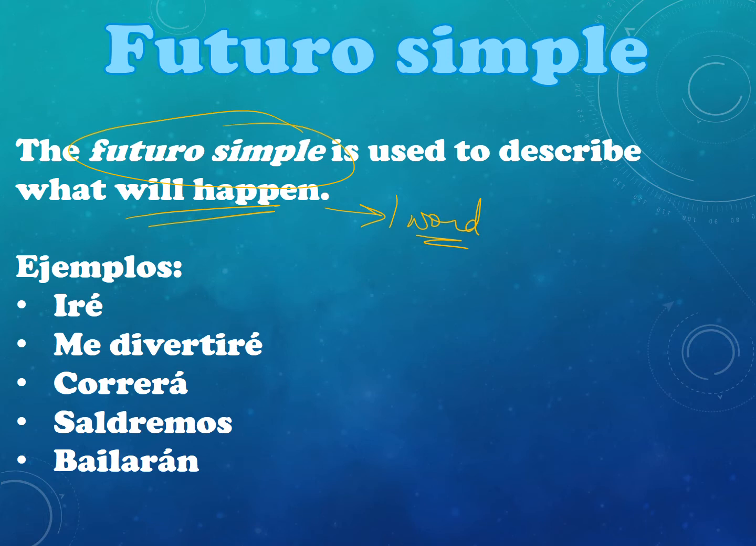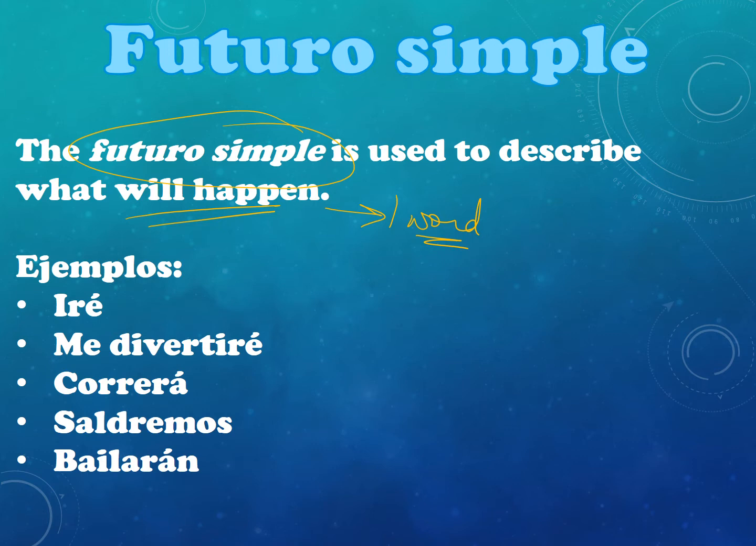In English, we use a helping verb. We put will in front of our action, and that tells us that it's going to be the future. But in Spanish, you want to be sure that you are just taking the action and then putting the future ending on it. You do not need a separate word.